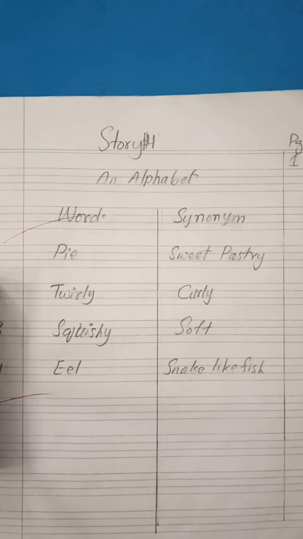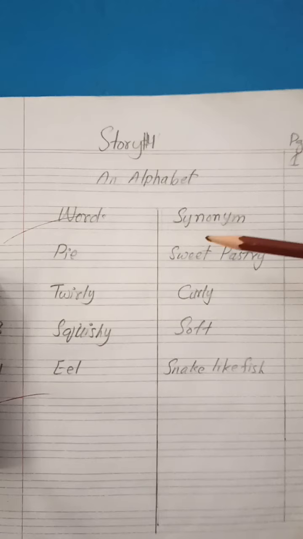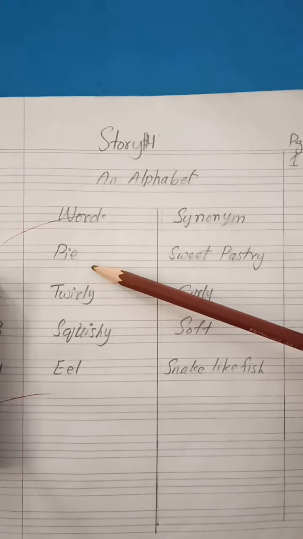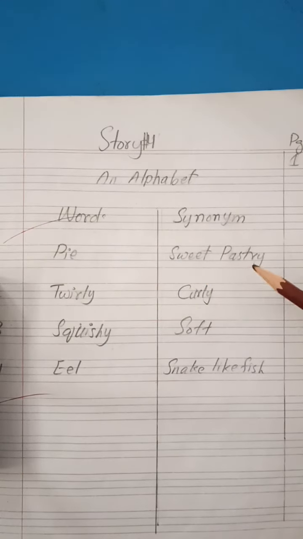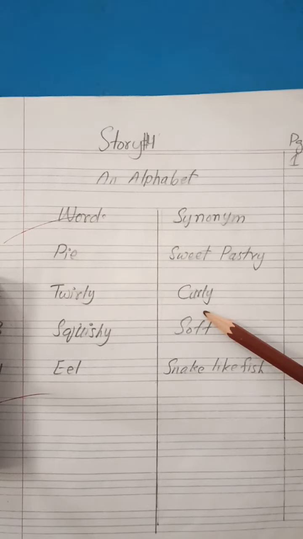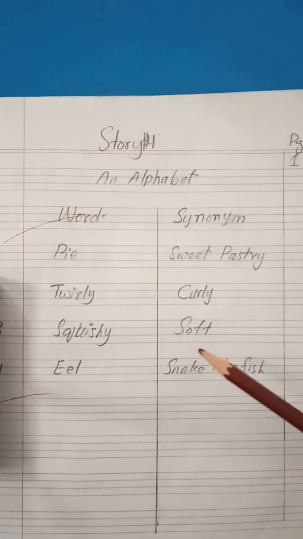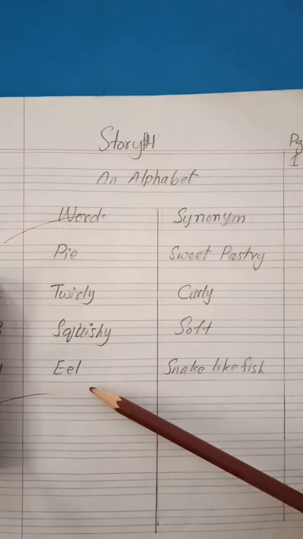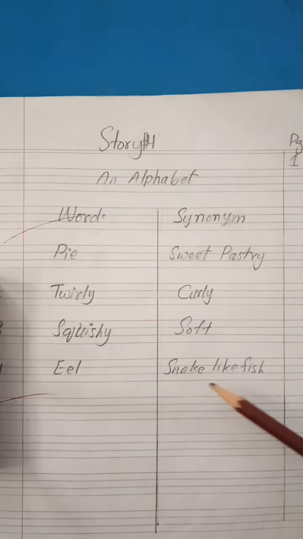Students, today we are going to revise story number 4, an alphabet. Word: pie. Synonym: sweet pastry. Word: twirly. Synonym: curly. Word: squishy. Synonym: soft. Word: eel. Synonym: snake-like fish.